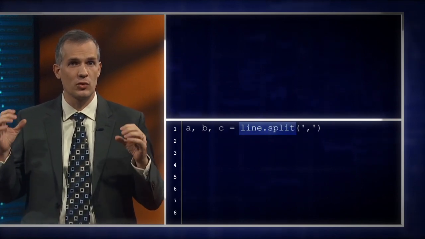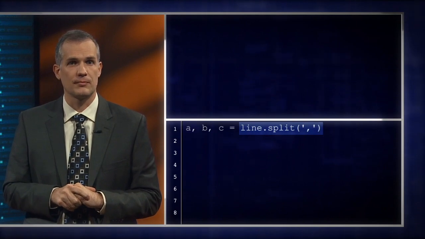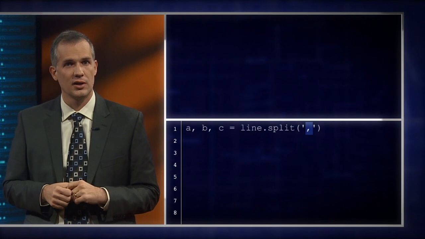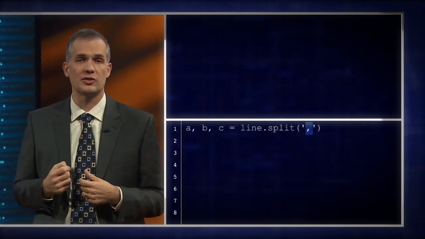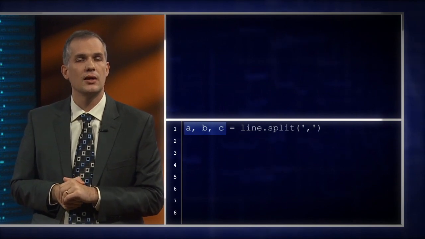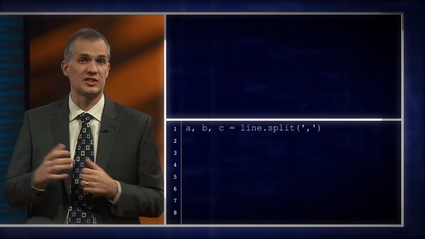in parentheses, after the word split, we put the character that tells us how to separate the parts. In this case, we're using a comma to separate the parts. The split command returns a set of values that we can assign to several variables, a, b, and c in this case. The thing it returns is a tuple, and we'll be able to assign the tuple to several values.